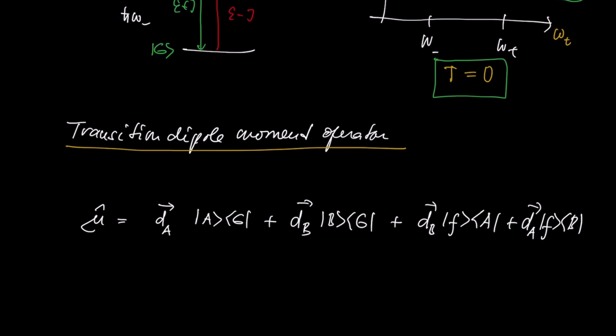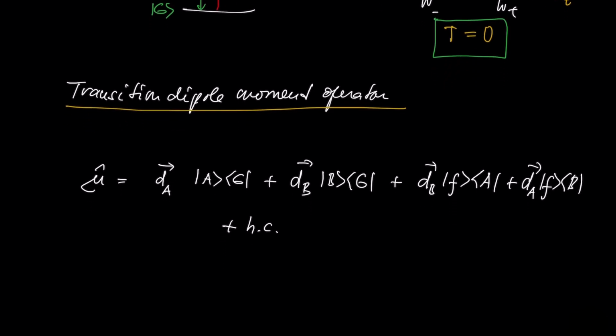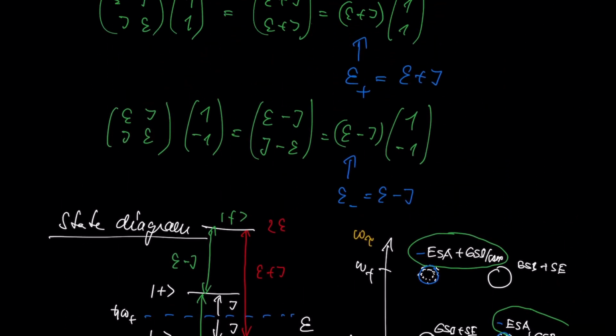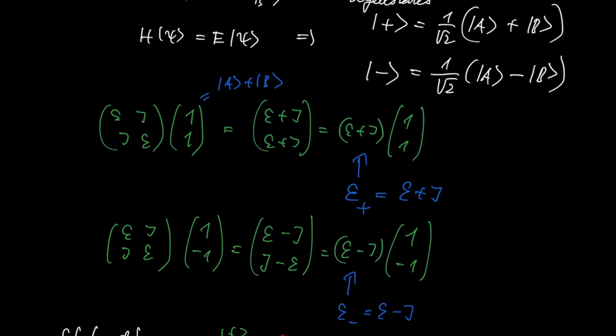This is always from the lower state to the upper, and we have to add the Hermite conjugated term, which contains the terms for the de-excitation. So this is the transition dipole moment operator, and because we know how the plus and minus states look, we can also see how the A and B look in terms of the plus and minus states, and we can therefore rewrite the transition dipole moment operator in terms of the delocalized states.